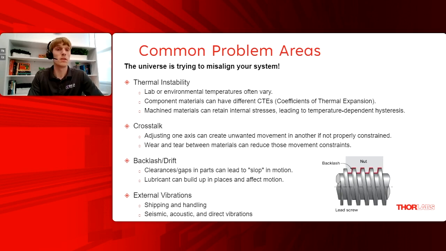Component materials within your optomechanics can have different CTEs, or coefficients of thermal expansion, and thus change at different rates when the temperature changes. Machined materials can also retain internal stresses from the machining process, which lead to a temperature-dependent hysteresis, which is another way of saying it changes one way as you increase the temperature and changes a different way as you decrease that temperature.